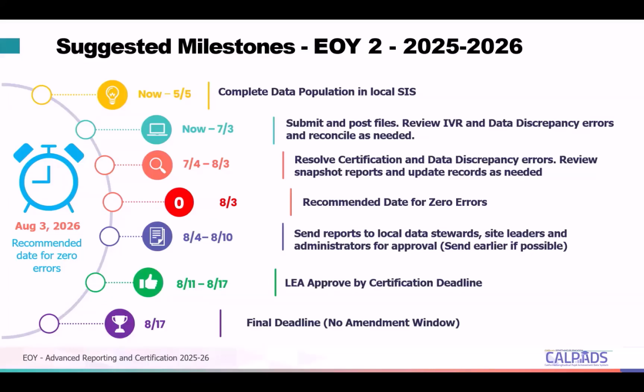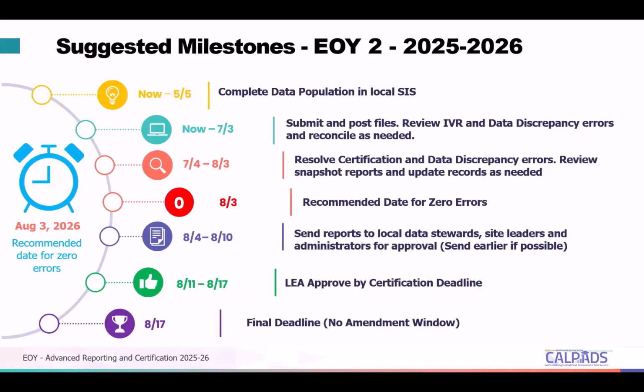So just want to note in here that the graduate cutoff date for the 4-year adjusted cohort graduation rate remains August 15th. And students must have a graduate exit date by August 15th to be included as a graduate in 2025-2026.